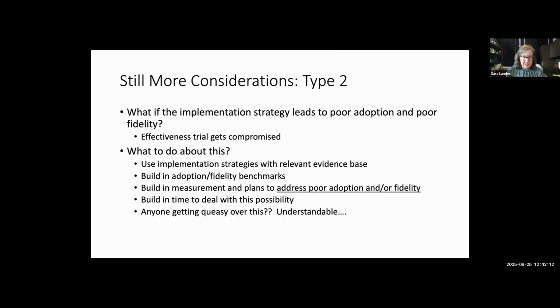And I always leave Jeff's final bullet in there. That's a Jeff statement about anybody getting queasy over this. I feel like hybrids and maybe research aren't for the faint of heart. I think these things are difficult, and we need to think about them and have a plan for them, knowing that things might need to change rather than hoping they don't happen.